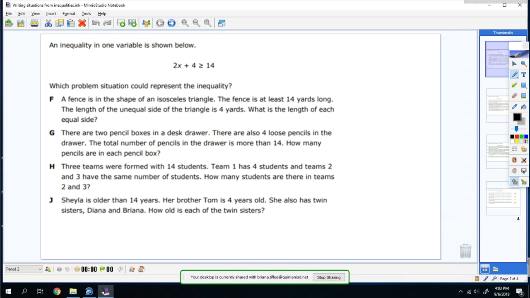A fence is in the shape of an isosceles triangle. The fence is at least 14 yards long. Okay, so at least means it's going to be greater than or equal to. The length of the unequal side length is 4 yards. What's the length of each of the equal sides? So we have to add them together. What we're going to do is the 2x, because an isosceles triangle has two equal sides, plus the 4 is greater than or equal to 14. So that actually is correct. Let's see if I made a mistake and do the other ones.